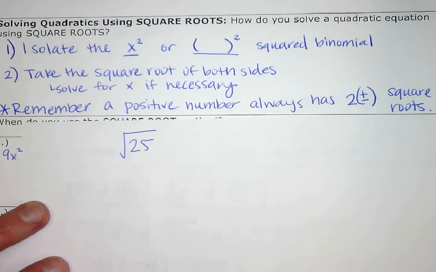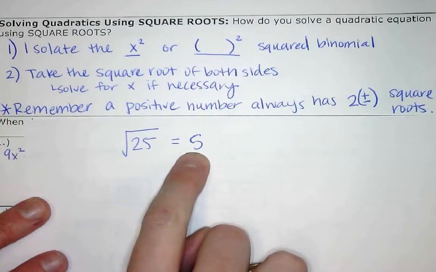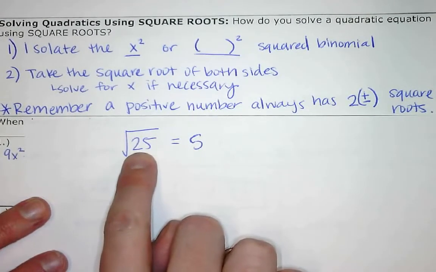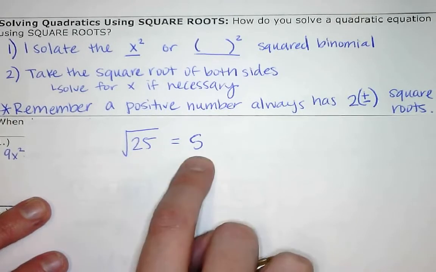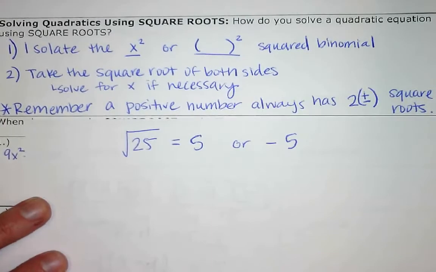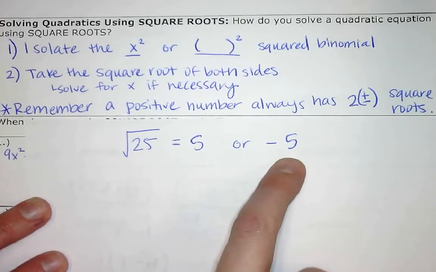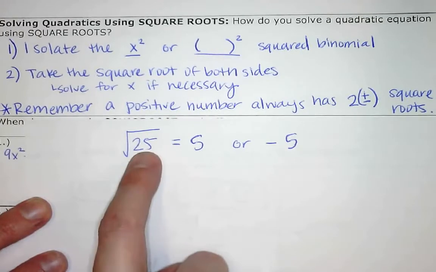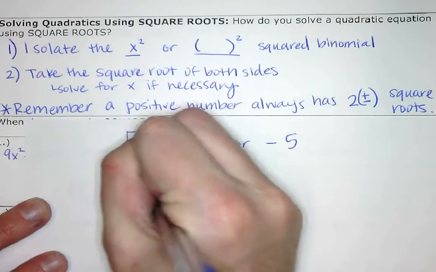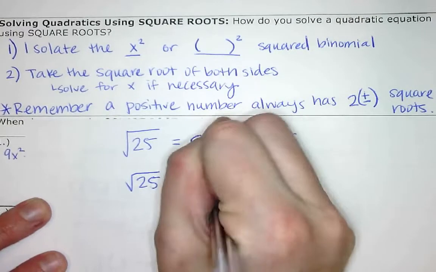Guys, what's the square root of 25? 5. Because 5 times 5 gives you 25. But what I am going to let you know is actually the square root of 25 is positive 5 or negative 5. Because 5 times 5 gives you 25, but negative 5 times negative 5 also gives you 25. You guys feel good about that? So the most common way to write this is to say the square root of 25 is equal to plus or minus 5.